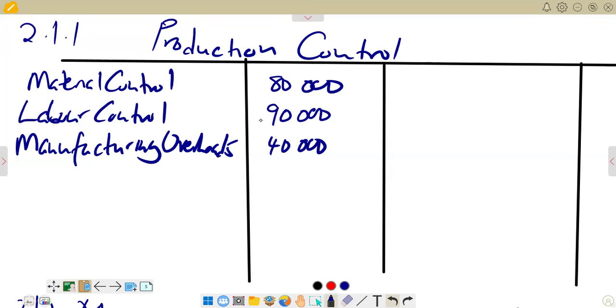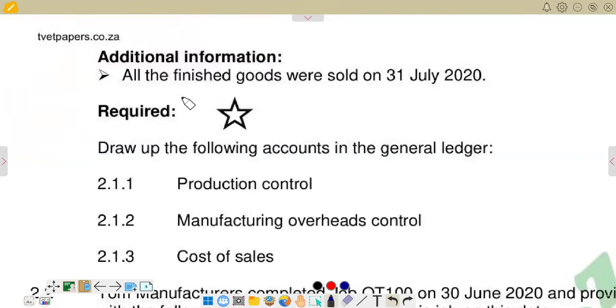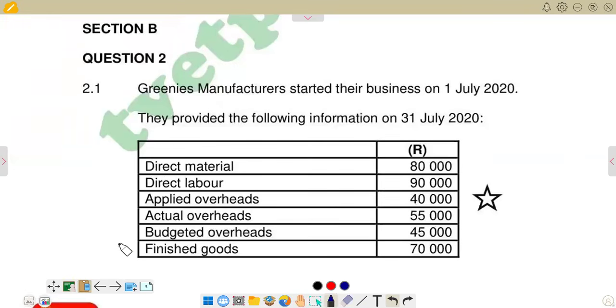Then we can now see on the other entries that are going to affect the production control. We can check on the other entries in the questions that we have that are supposed to affect the production control. So we have got finished goods that we have. This one 70,000. So it's going to be the double entry for this one. It means we are going to credit the production control, and then we are going to debit the cost of sales. So this is what we have in terms of double entry on finished goods. The figure that we are given, we credit production control, and then we debit the cost of sales.